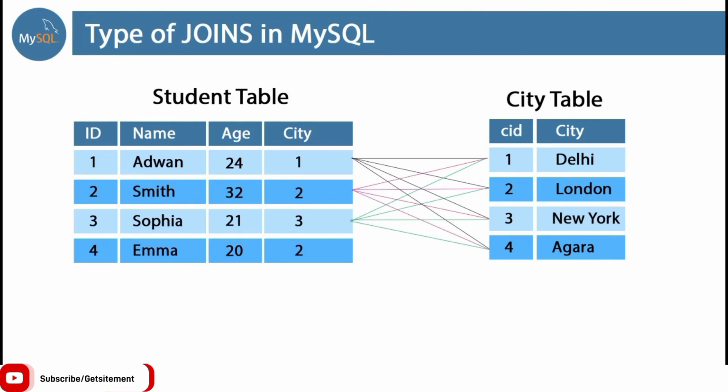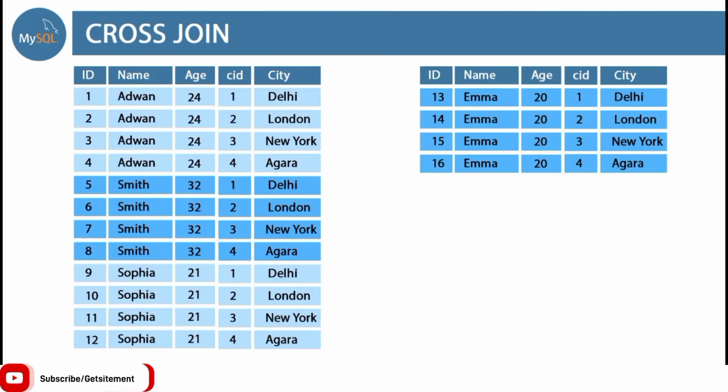Here you can see we have a total of 4 students in our student table. And also you can see we have 4 city names in our city table. If we join these tables using cross join, it's going to return 16 different results, meaning 16 different combinations. And it's going to return a result something like that. Here you can see for add1 it creates 4 combinations. First one is Delhi, then London, New York and Agra. Similarly, it works with Smith. And this is the use case of cross join.